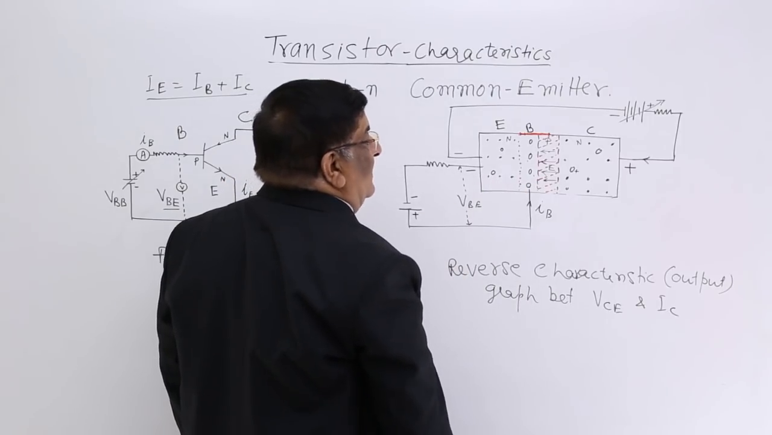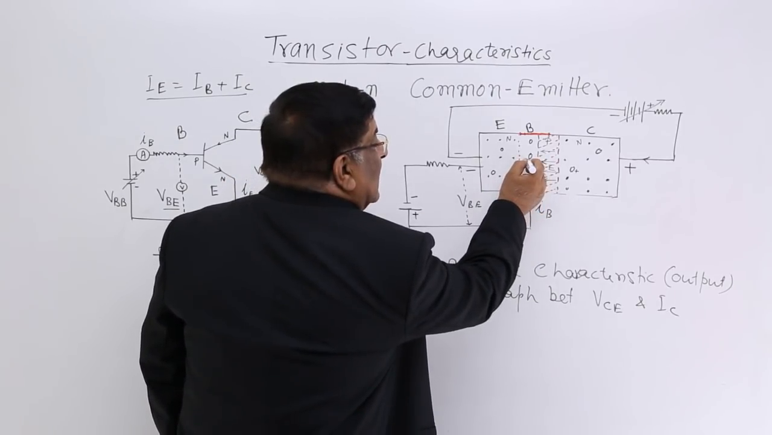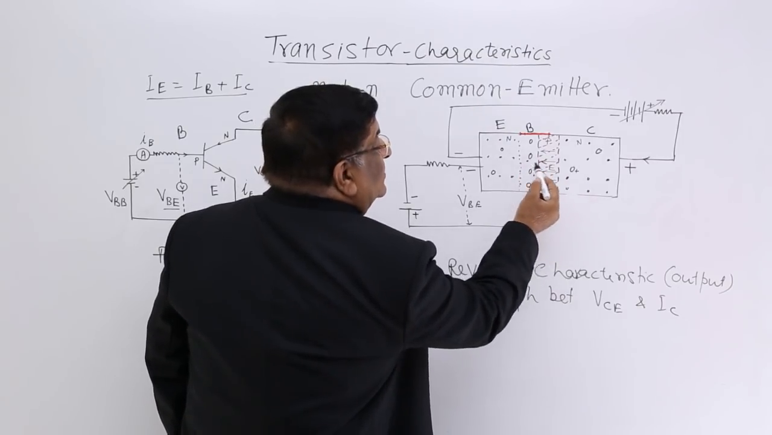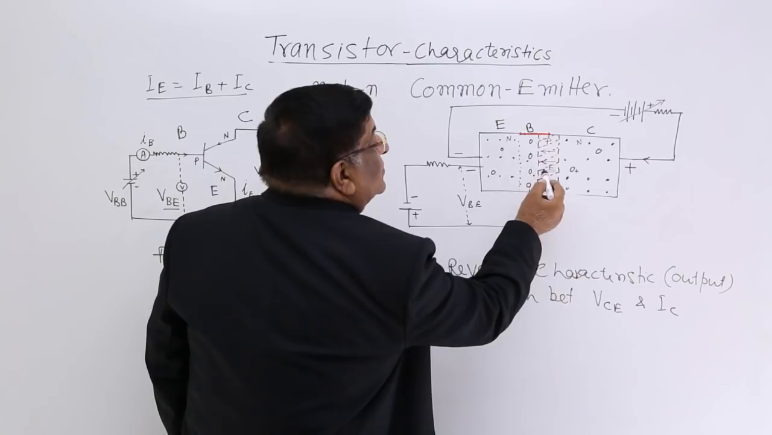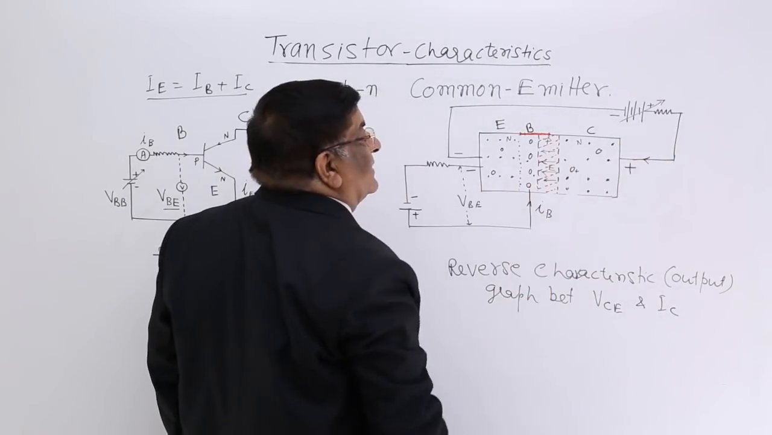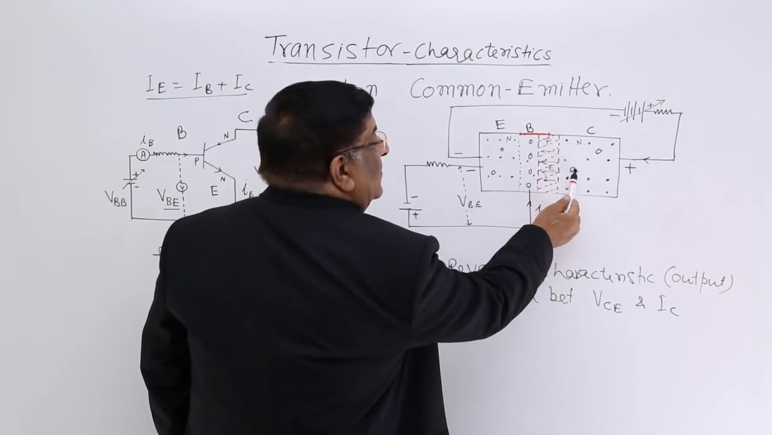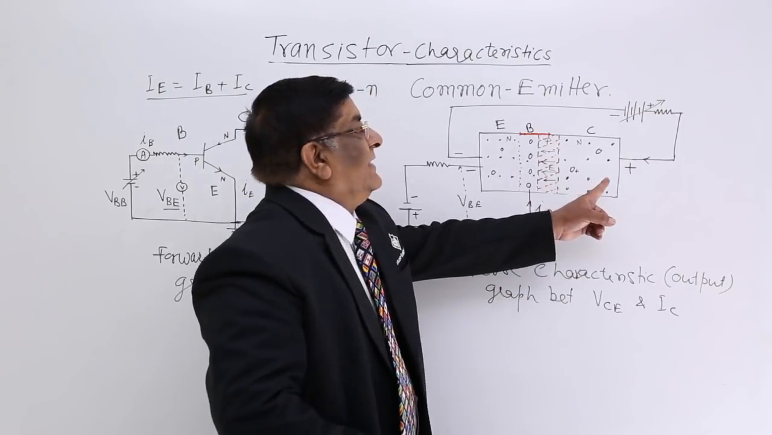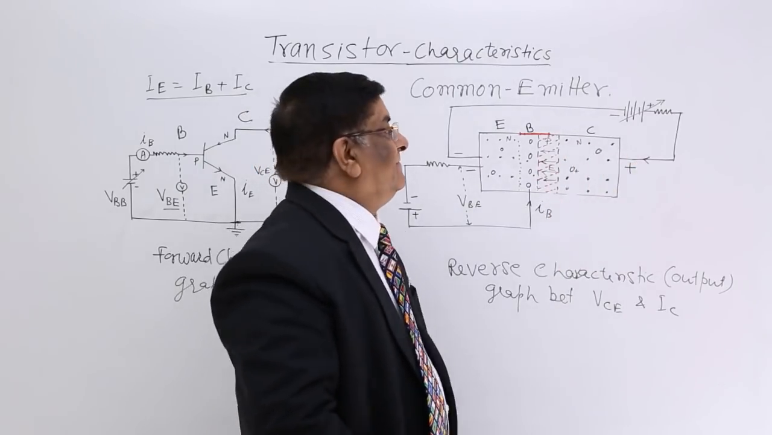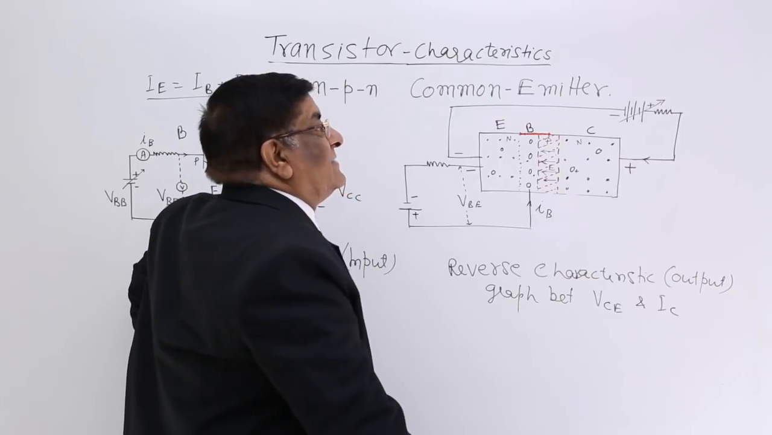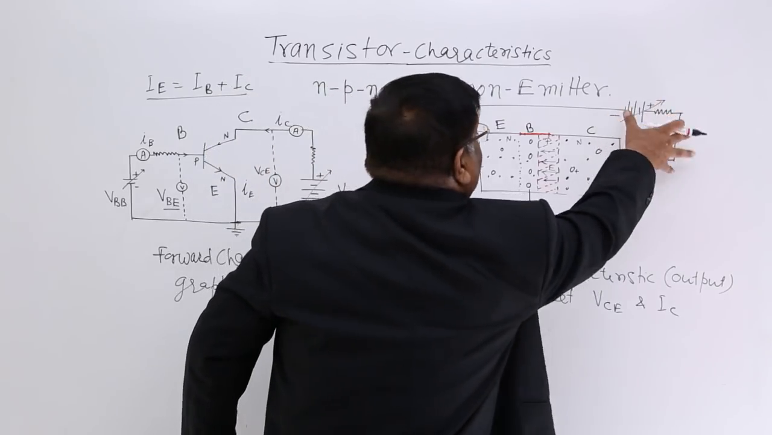Similarly, we can say the minority charge carriers here, which are electrons, are allowed to cross this electric field in this direction, and they go here. So electrons from here, holes from here, they form current here, and this current is reverse current. That current is also flowing, and that current depends upon the potential difference here.